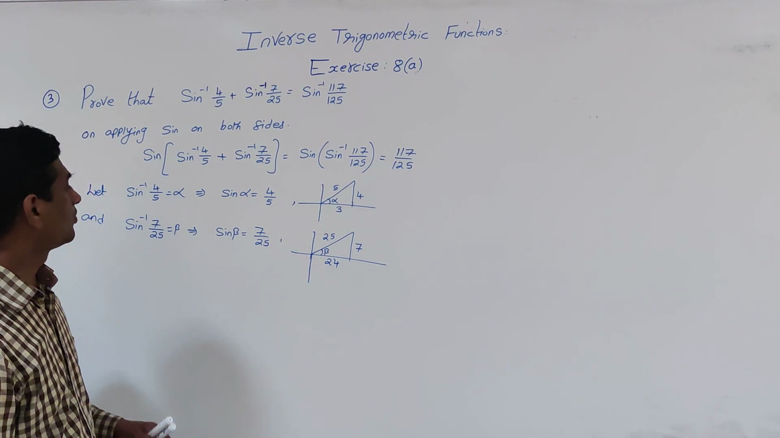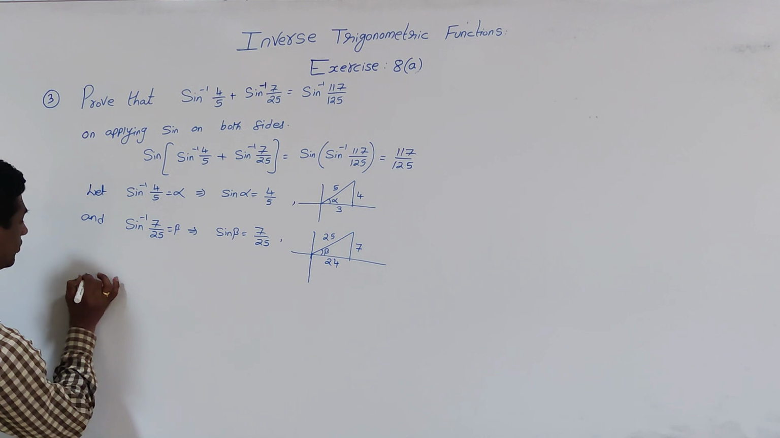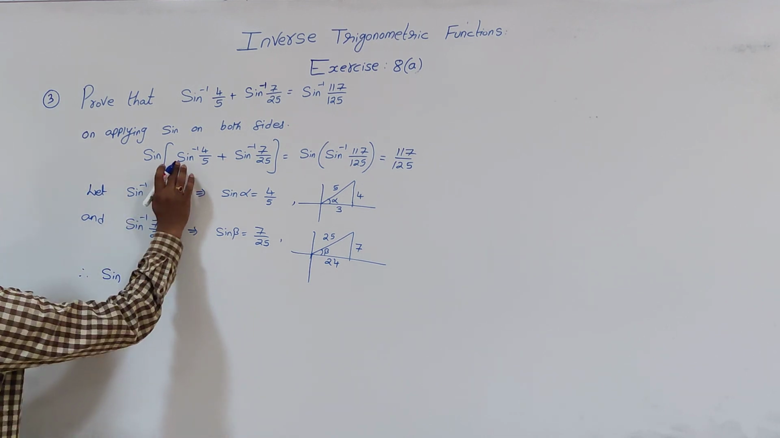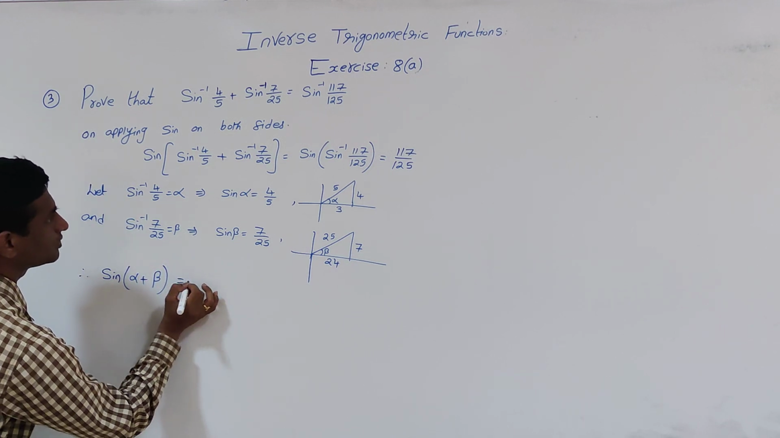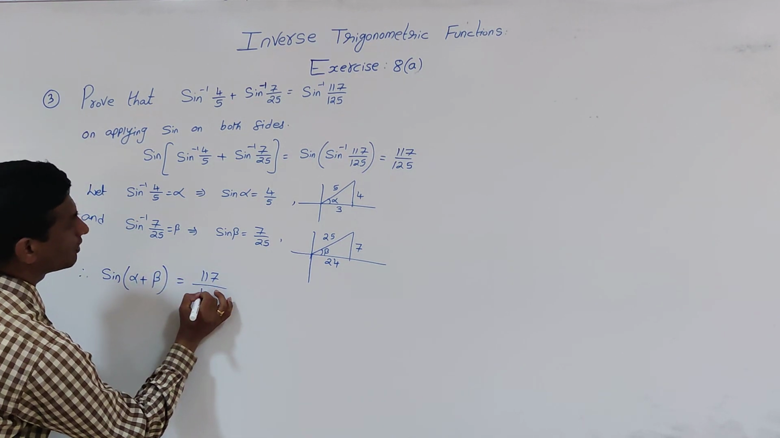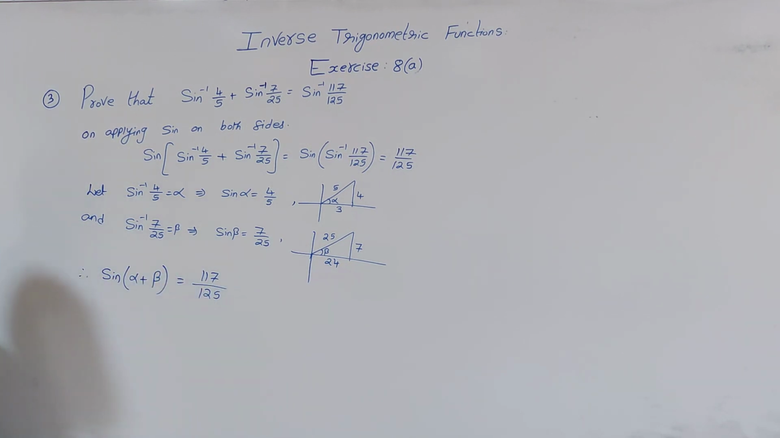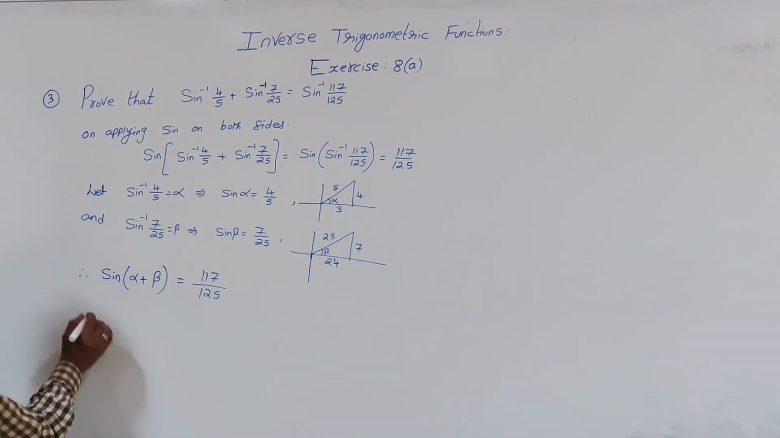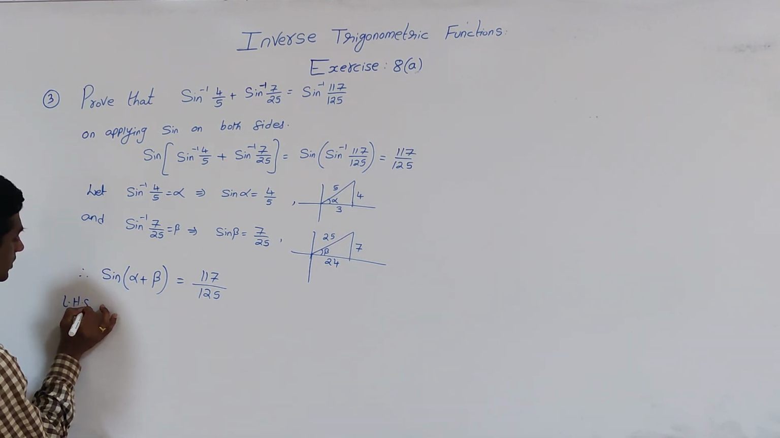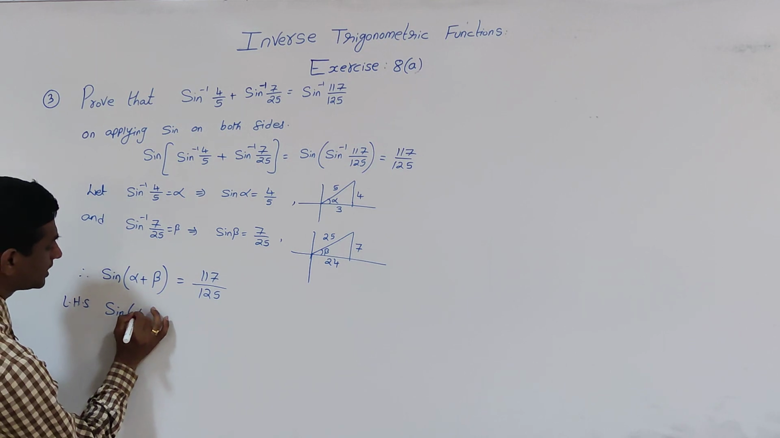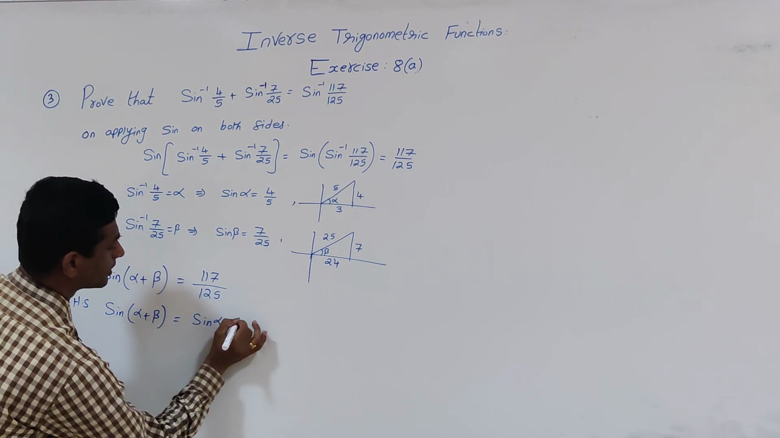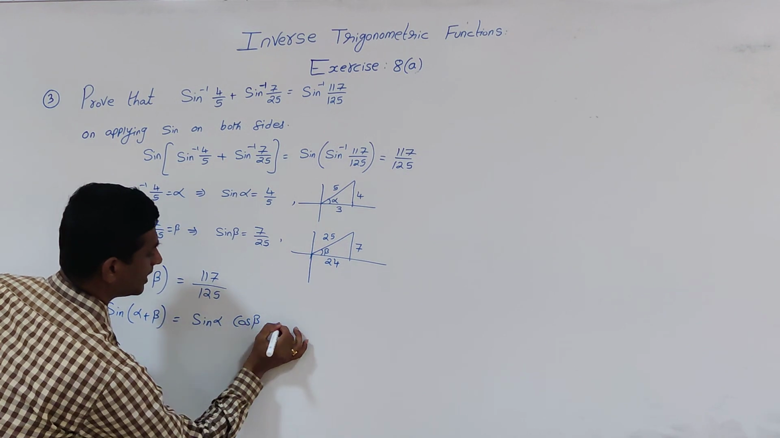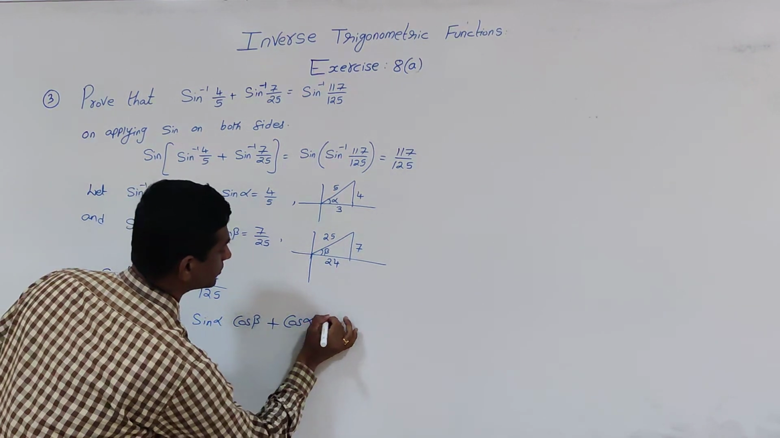So now what does it reduce to? Therefore sine of (alpha plus beta), we have to show that it is equal to 117 by 125. Now take the LHS, sine of alpha plus beta. What is sine of alpha plus beta? Sine alpha cos beta plus cos alpha into sine beta.